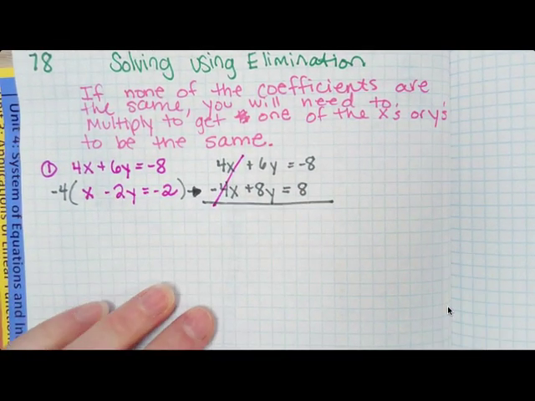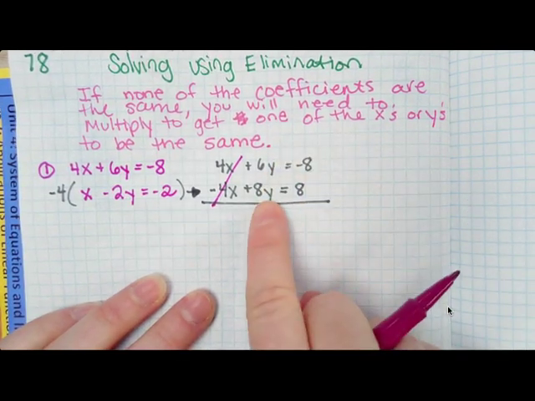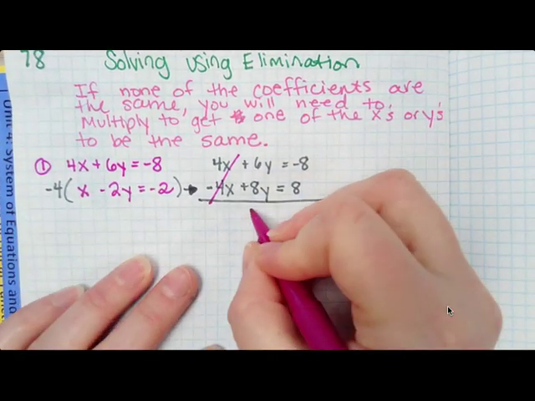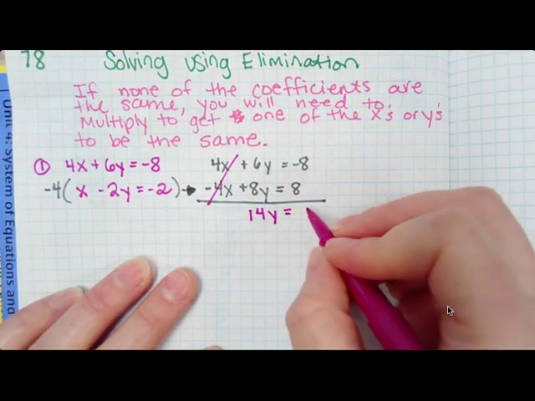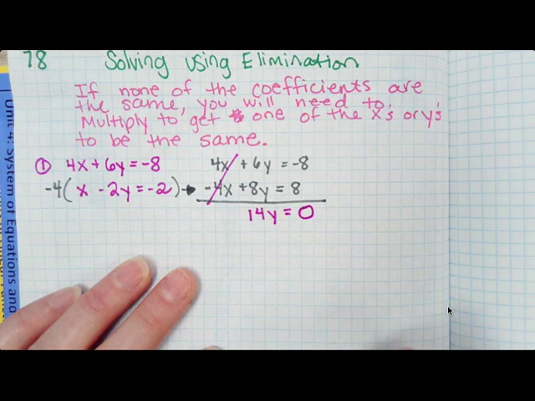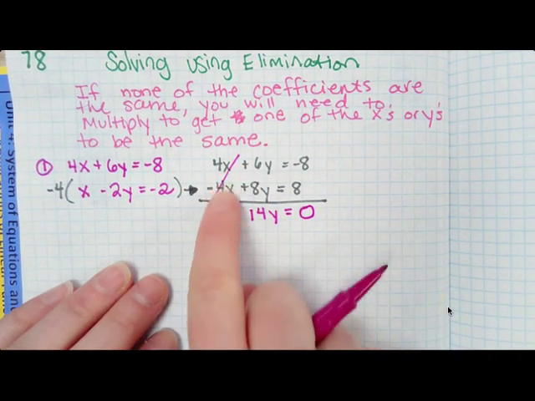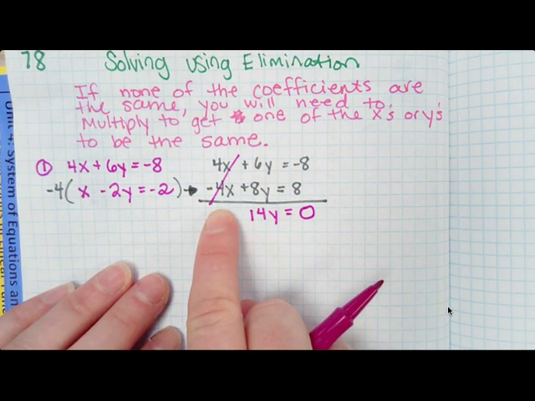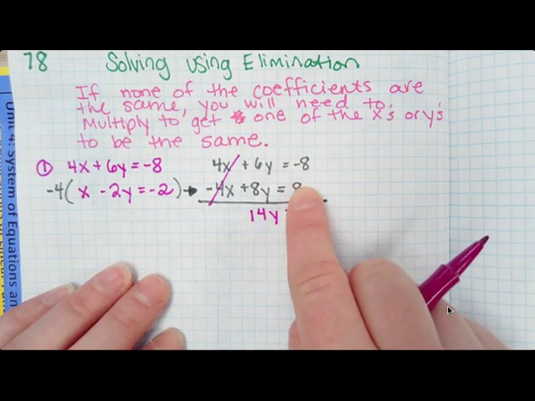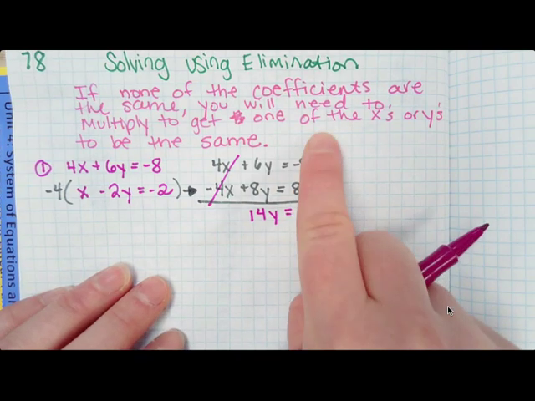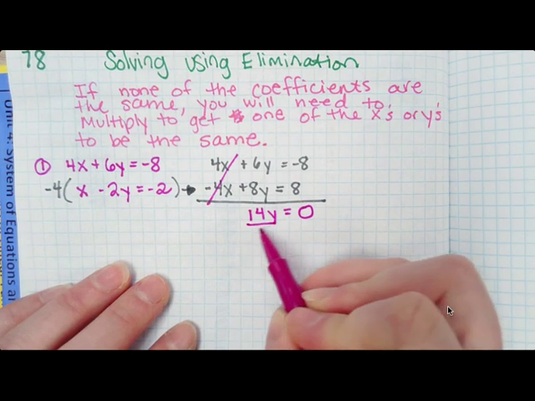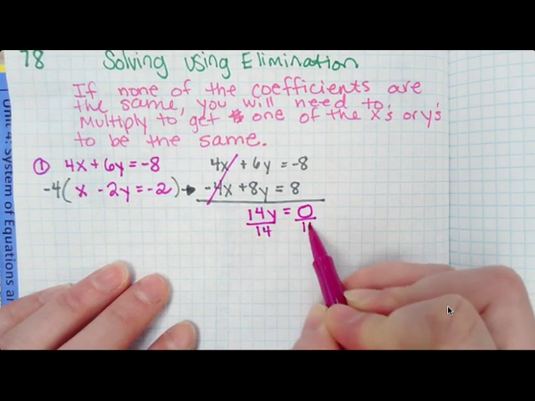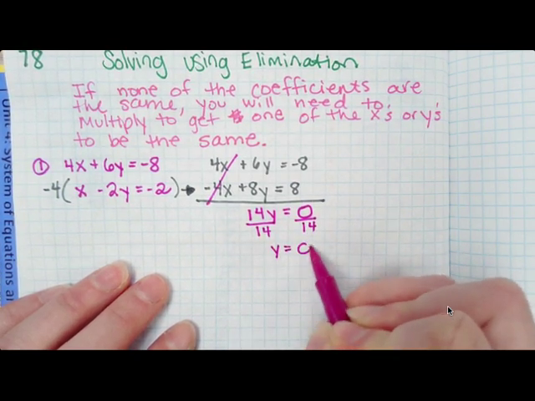And we get 6y and 8y, 14y equals -8 and +8, 0. Do the numbers have to be opposite? The only thing that has to be opposite is an x or a y. This just happened to happen. It wasn't on purpose at all. So then we're going to divide by 14 and get that y equals 0.